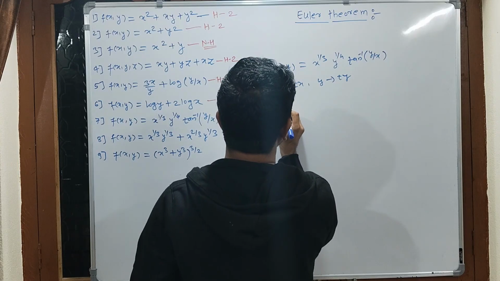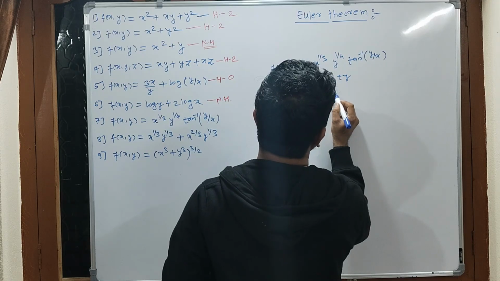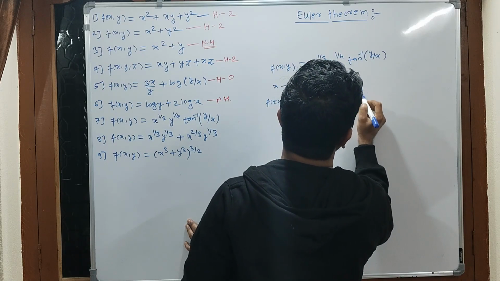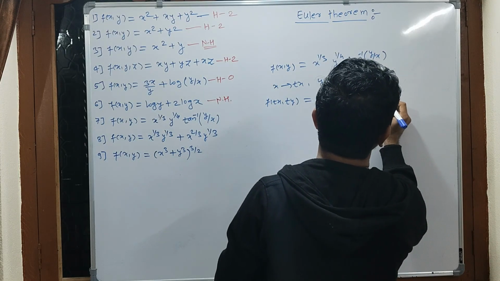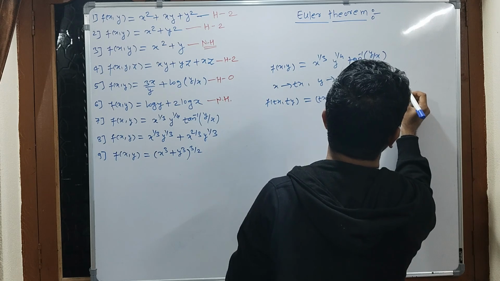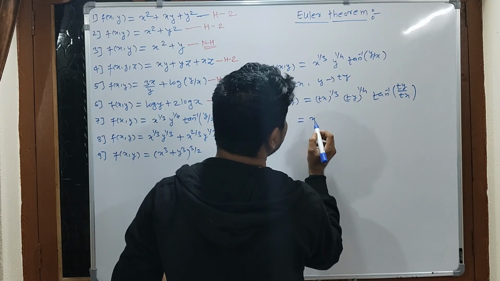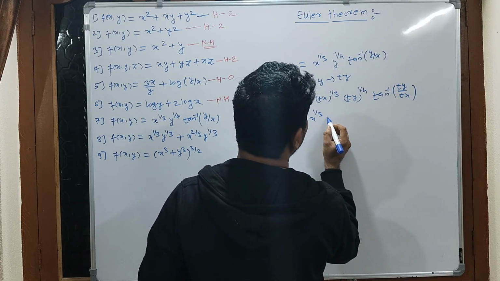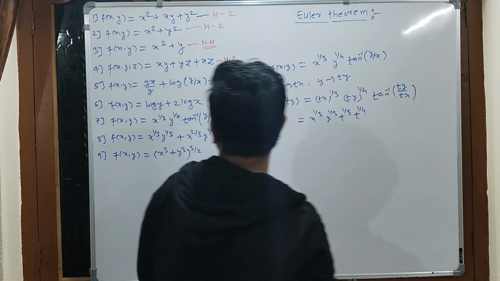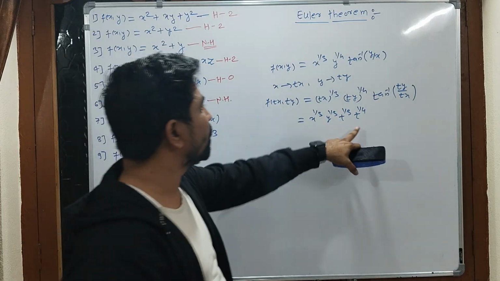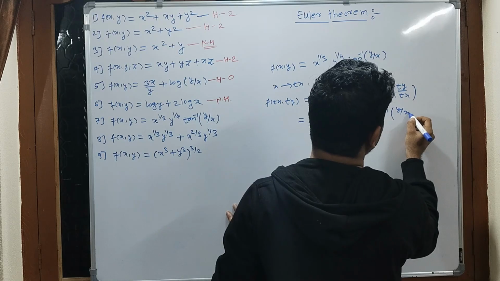Therefore f of tx comma ty is equal to tx to the power 1 by 3, ty to the power 1 by 4, into tan inverse of ty by tx. Now just separate: x to the power 1 by 3, y to the power 1 by 4, and t to the power 1 by 3 into t to the power 1 by 4, into tan inverse, where t gets cancelled, giving y by x.